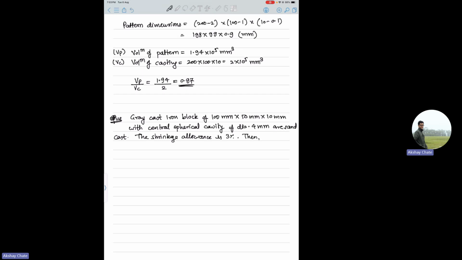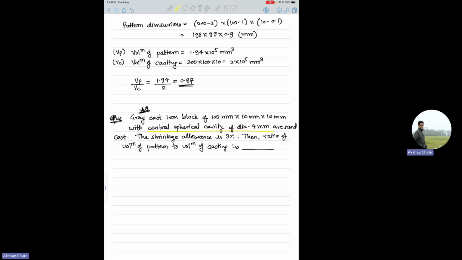Then the ratio of volume of pattern to volume of casting is, and they have not given options also. This was a data entry question in the GATE exam 2016. Here again the trick was you need to understand it's a grey cast, so shrinkage allowance will be negative. But now they have added some complexity by saying there will be a central cavity. So students may get confused in this part. We have a central spherical cavity of diameter 4 mm. What to do about this?